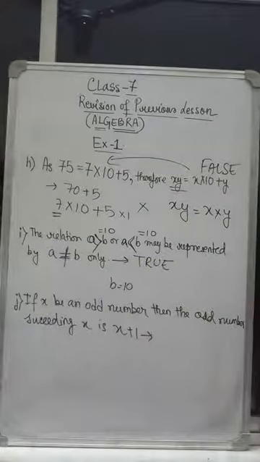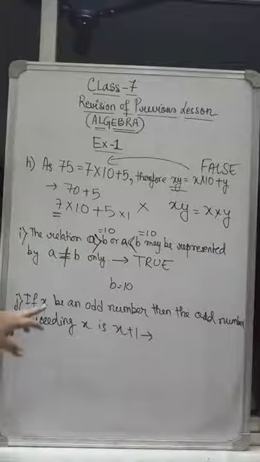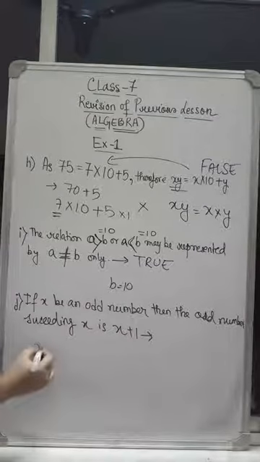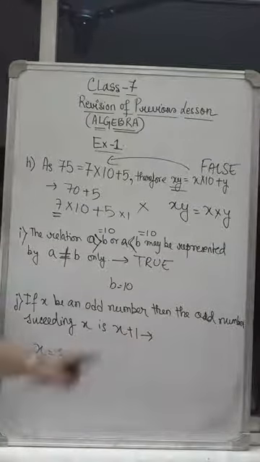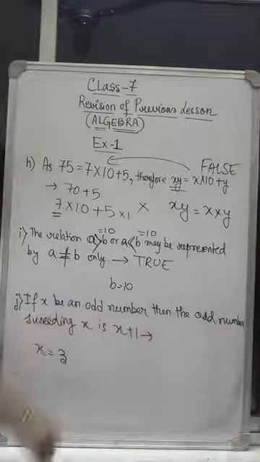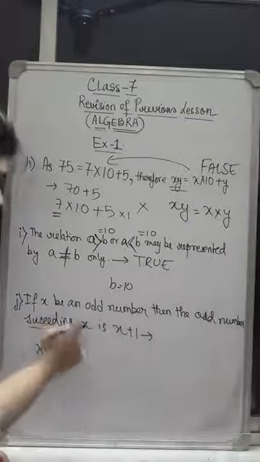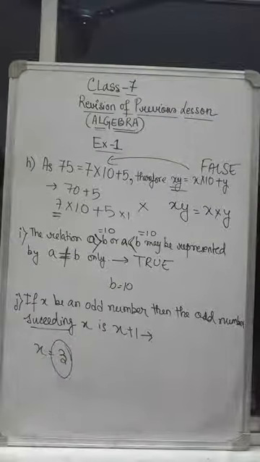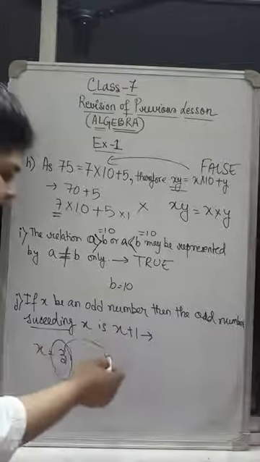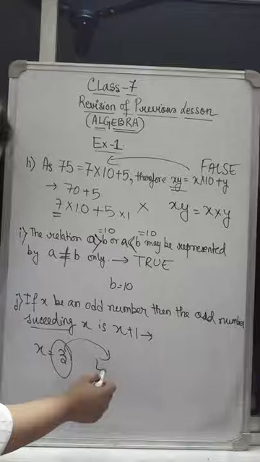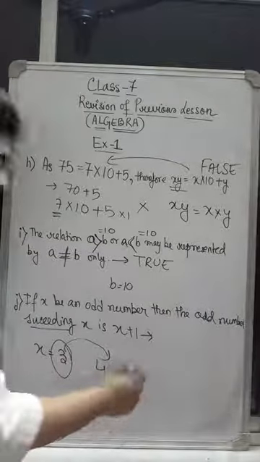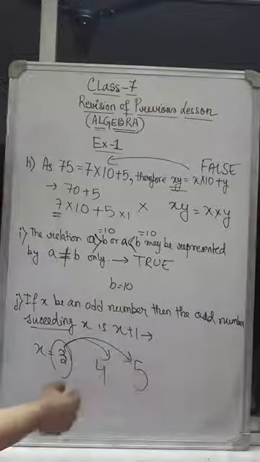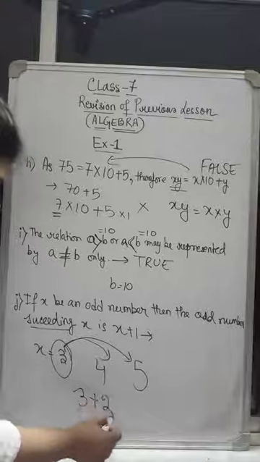And the last question of true and false. If x be an odd number, so it can be any odd number. Let us take x is equal to 3. Then the odd number succeeding x. Succeeding means which comes after. So if x is equal to 3, they are asking you how will you get the next odd number. So after 3, what is the number? 4. And then you get the next odd number 5. So 3 plus how much gives you 5? 3 plus 2 gives you 5.